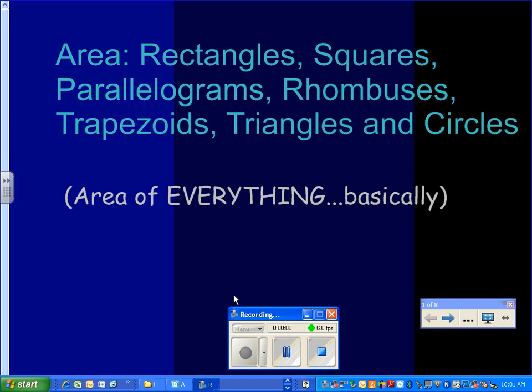Today I'm going to talk about how to find area of rectangles, squares, parallelograms, rhombuses, trapezoids, triangles, and circles. So basically, we're going to find area of everything.